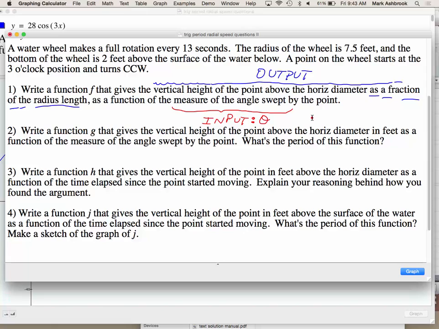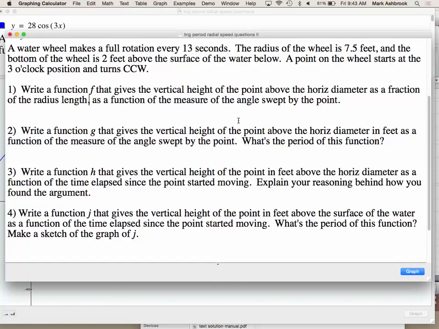Input theta. What's the output? If your input is the angle measure swept counterclockwise, how do we get vertical height above the horizontal diameter as a fraction of the radius length? These are exactly the input and output quantities of sine. Input is the angle swept counterclockwise from the 3 o'clock position. Output, vertical distance above the horizontal diameter as a fraction of the radius length. It's exactly what sine theta is.